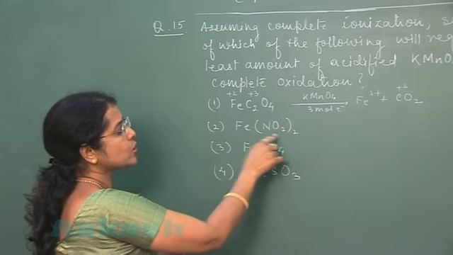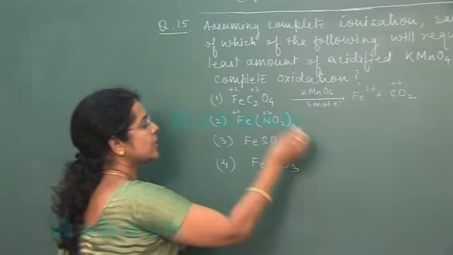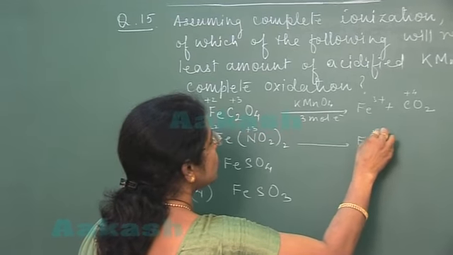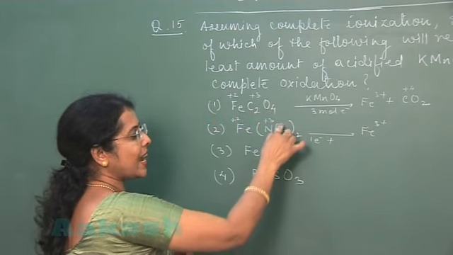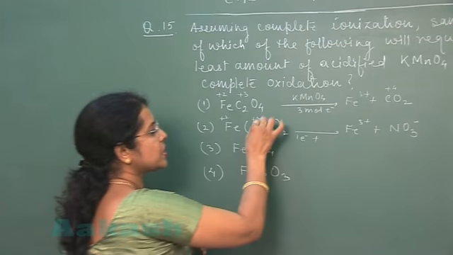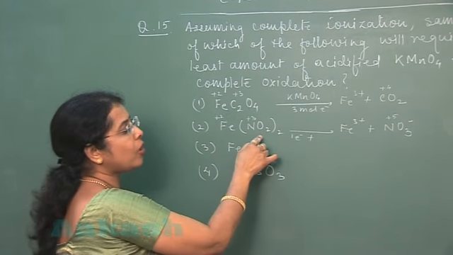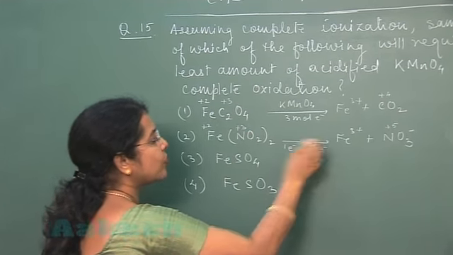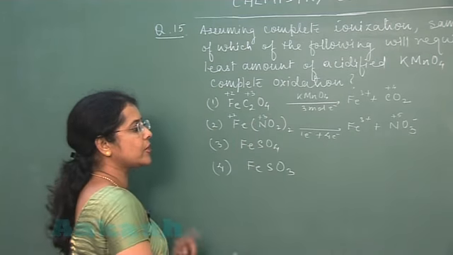In the second option, this is ferrous nitride. Iron is present in +2 state, here nitrogen is present in -3 state. So iron oxidizes from ferrous to ferric, involving 1 electron. Nitrogen, nitride, oxidizes to nitrate ion. So the oxidation number changes from -3 to +5. So there is involvement of 8 electrons per nitrogen atom. It means a total of 5 electrons are involved for the oxidation of 1 molecule of ferrous nitride.